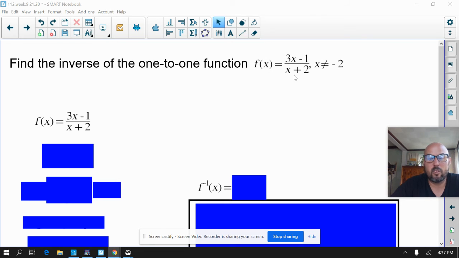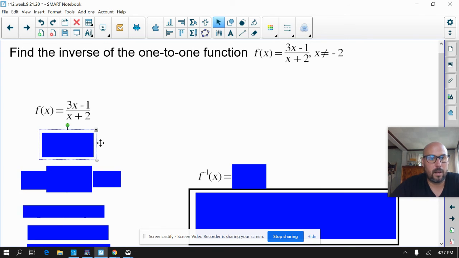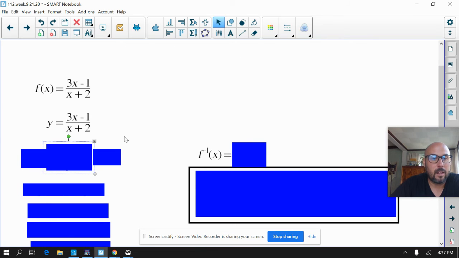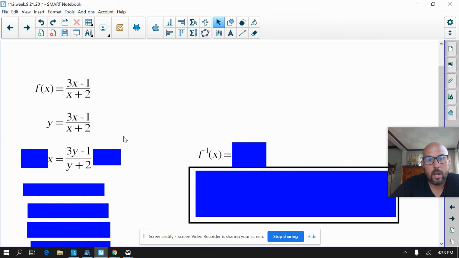If you were to graph this, there would be a vertical asymptote at x equals negative 2. I want to find the inverse. So we go through the process. We replace f of x with y, and then we switch x's and y's. As soon as we switch x and y, we found the inverse. This is the inverse. We always express it in terms of x, so we had to solve for y.